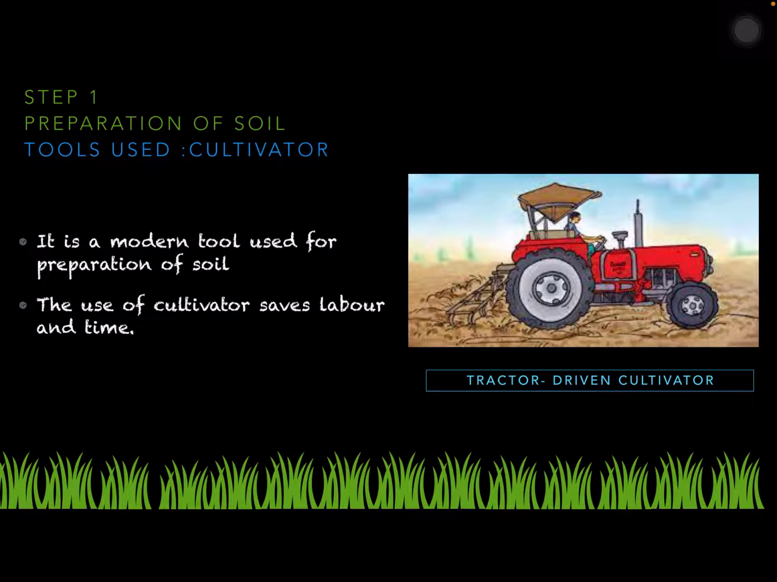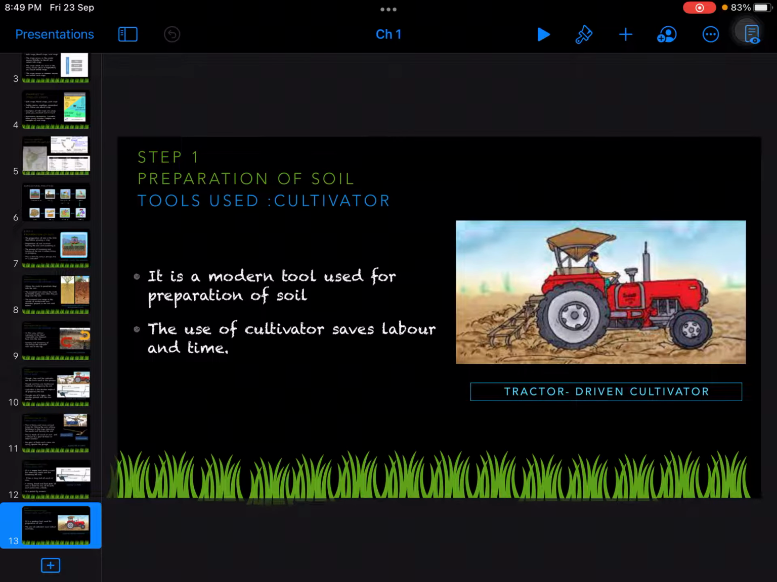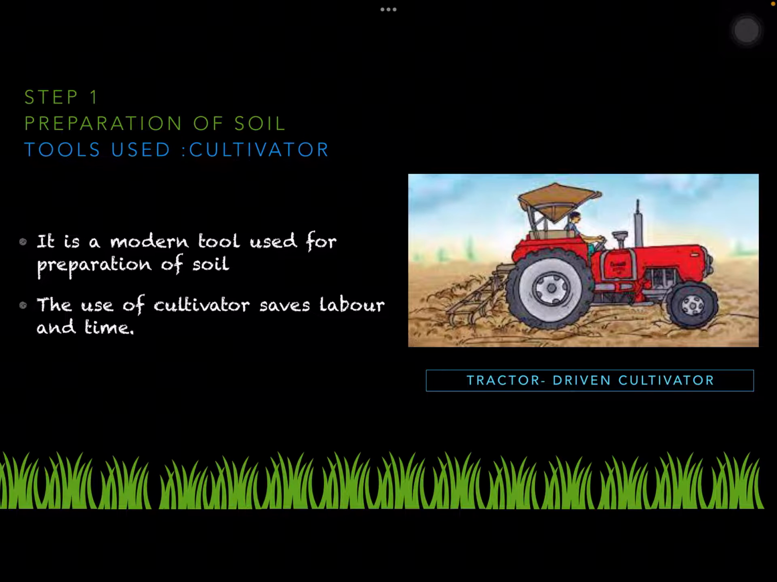Here on the right side you can see a tractor driven cultivator. You can see the tractor and behind it something sharp and pointed. That's the cultivator. The cultivator is driven by the tractor.